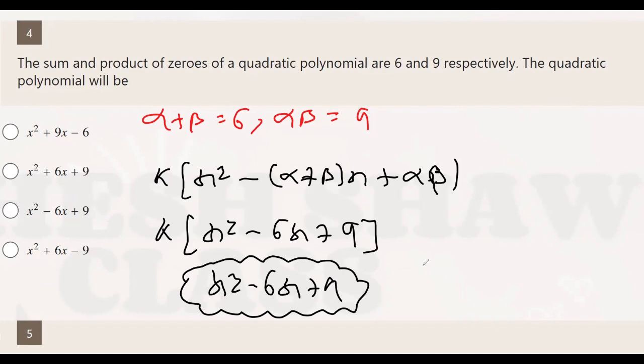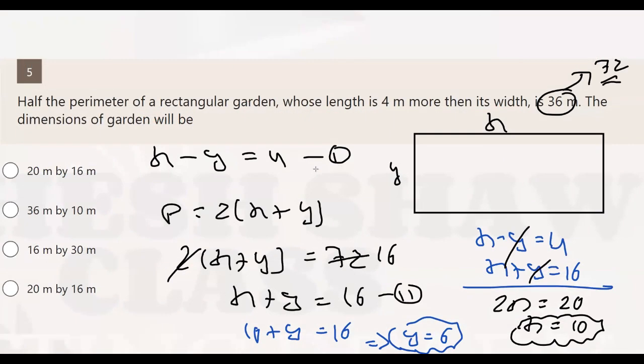Now there is something that I want to add over here. Sometimes this may not be given as an option, it can be some multiple of this. It could be like multiplying by 2, 2x square minus 12x plus 18, or it could be multiplied with a fraction as well. So as of now, we can see this is an option given over here.